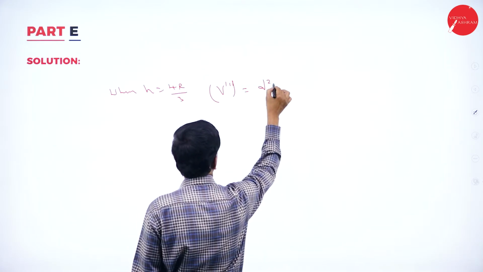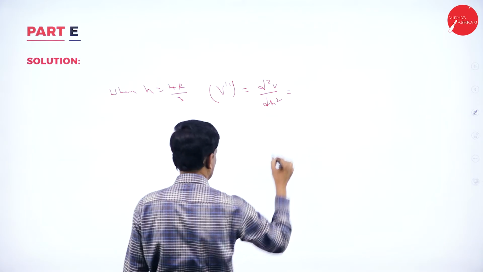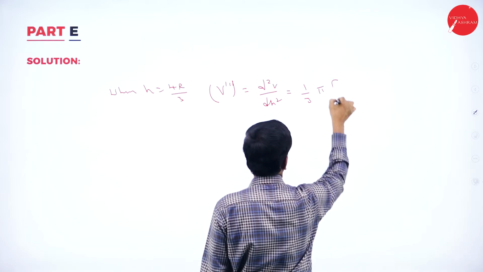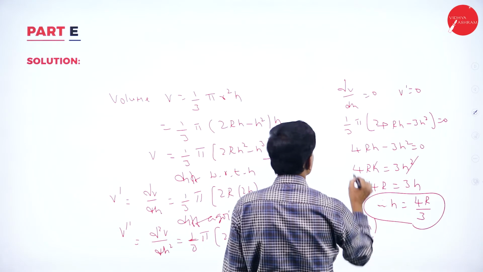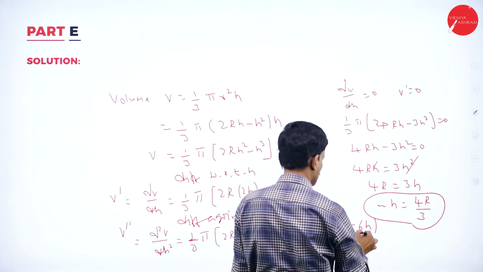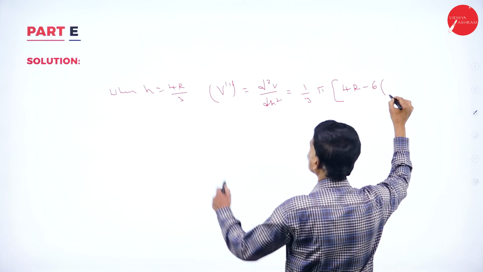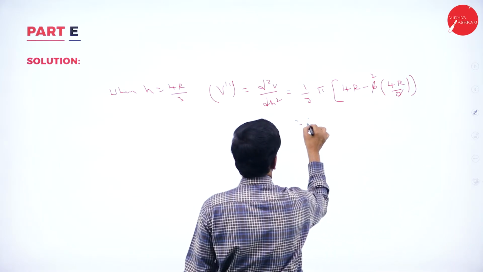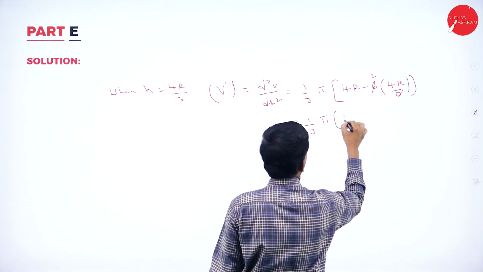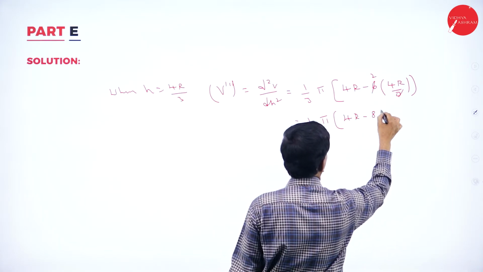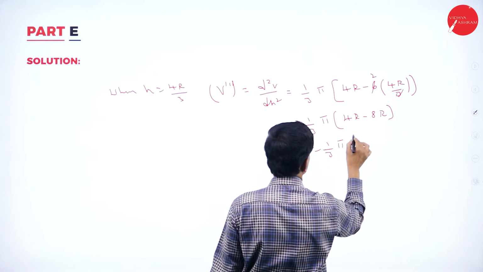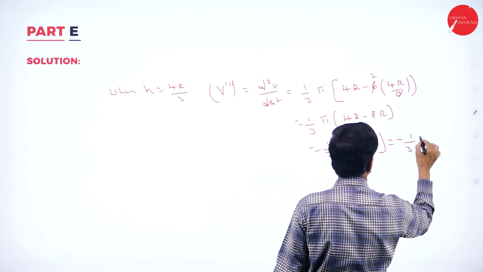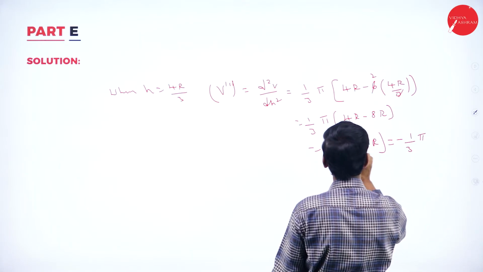that is d square V by dh square, is equal to, substitute here, 1 over 3 pi into (4r minus 6 times h). What is h? 4r by 3. So this 3 and 2 get cancelled. 1 over 3 times pi into (4r minus 8r). This is equal to 1 over 3 times (4r minus 8r), that is minus 1 over 3 times pi into 4r.